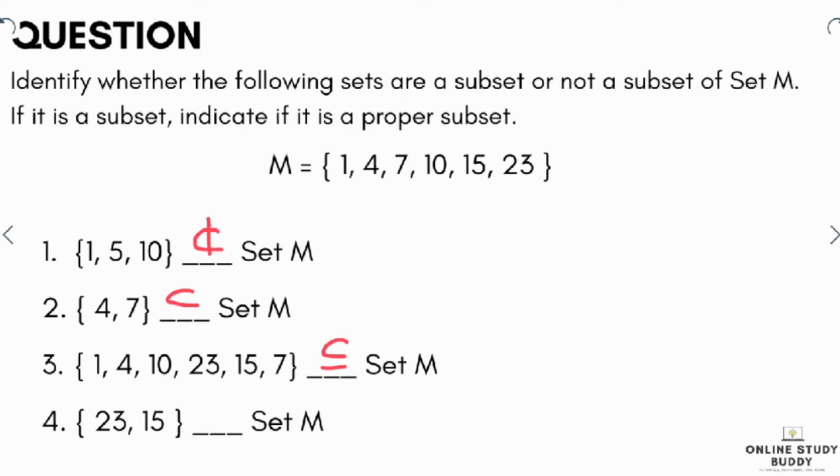Lastly, we have a set that contains 23 and 15. So 23 nandito sa set M, 15 nandito din sa set M. So it is a subset. Let's indicate if it is a proper subset. So it is a proper subset of set M since it contains just some of the elements of set M.